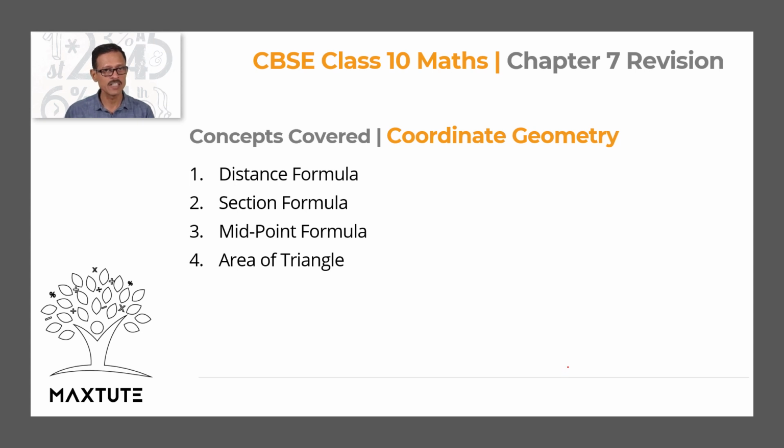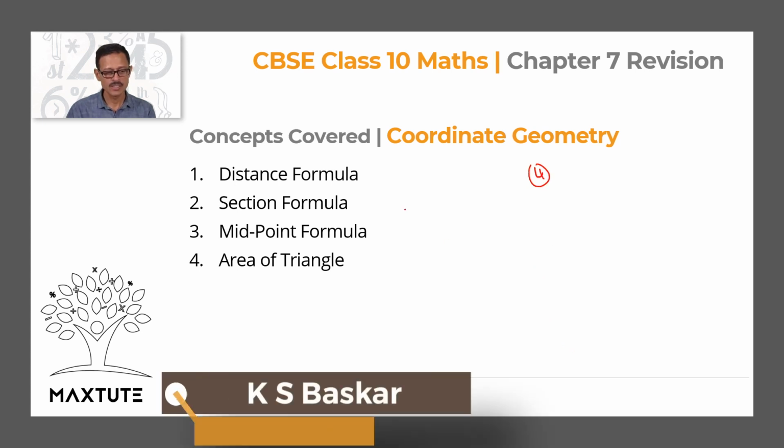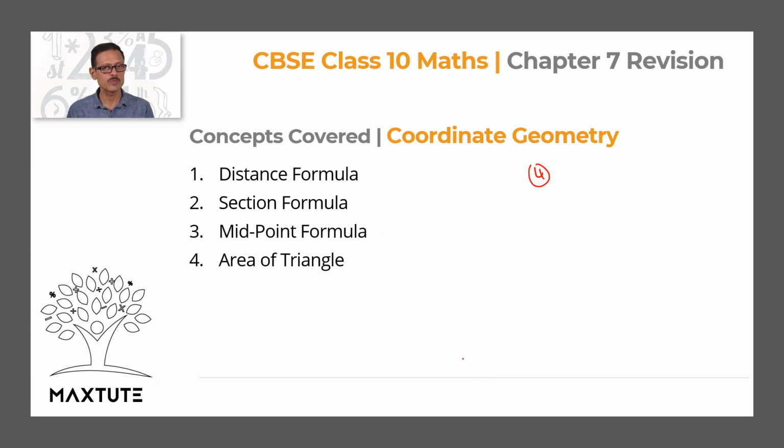CBSE Class 10 Math, chapter-wise revision. We are in chapter number 7, Coordinate Geometry. This entire chapter has got only 4 concepts. The first one is distance formula. The second one is section formula. The third one, midpoint formula, is actually a variant. It's a special case of the section formula. And lastly, area of triangles.